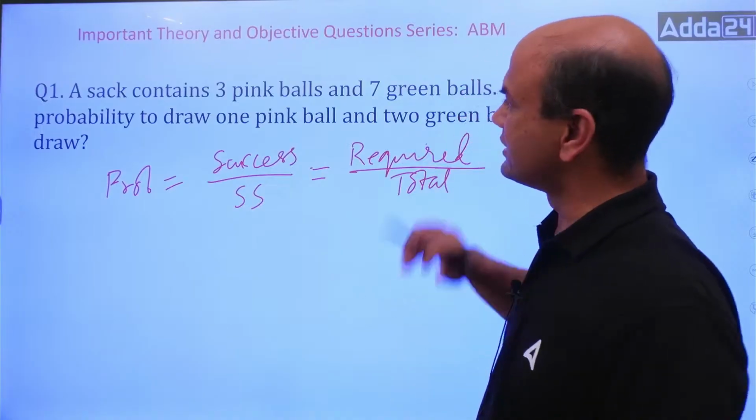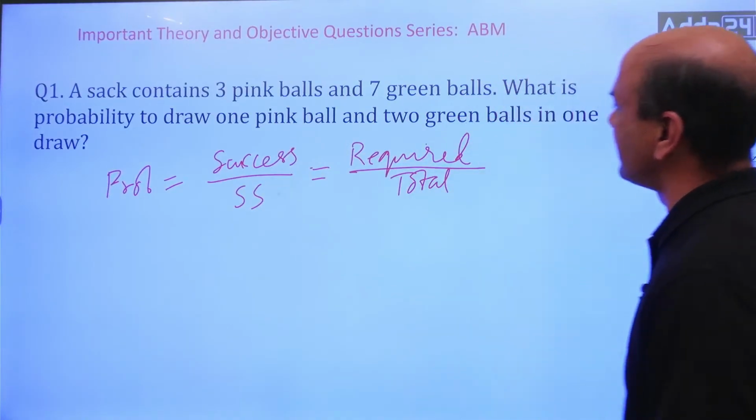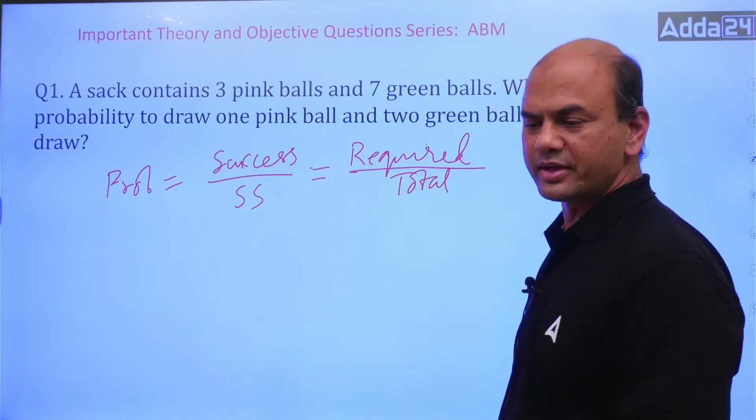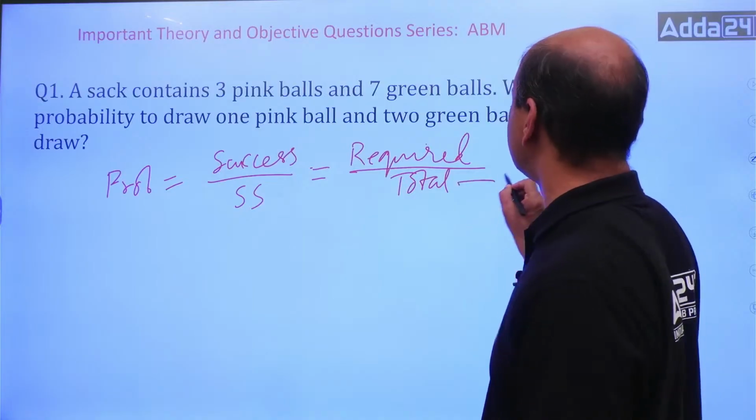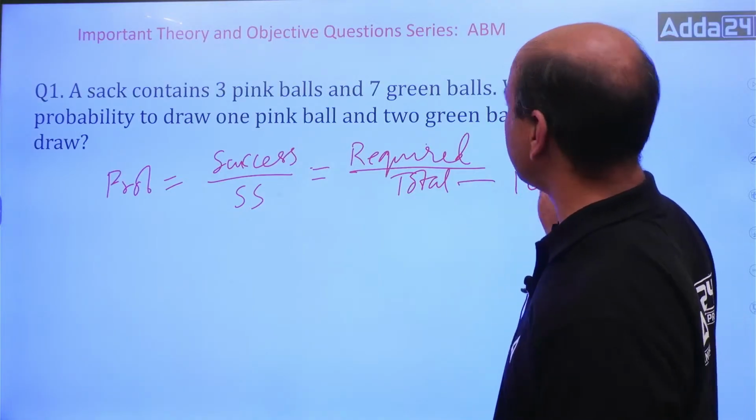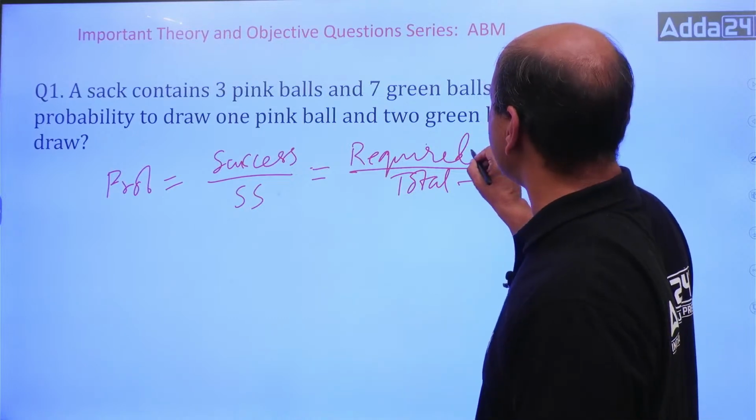So now in this case, look at this, a sack contains 3 pink and 7 green balls. So what is the total number of balls this sack is having? Total is 10, right? 3 plus 7. Now what do I require? The probability to draw 1 pink ball. So what do I require?